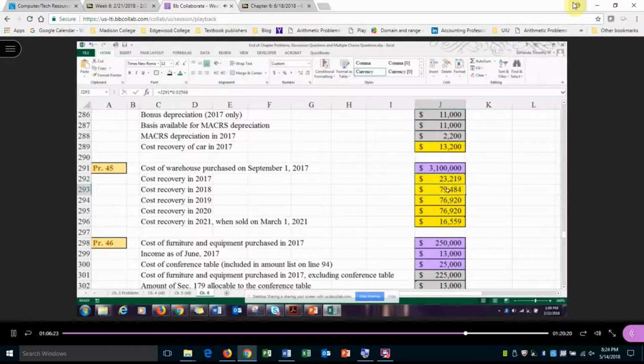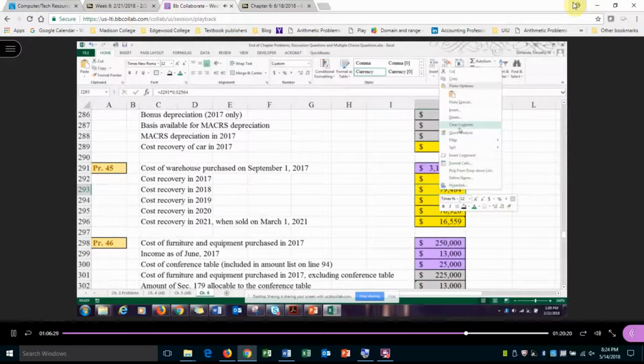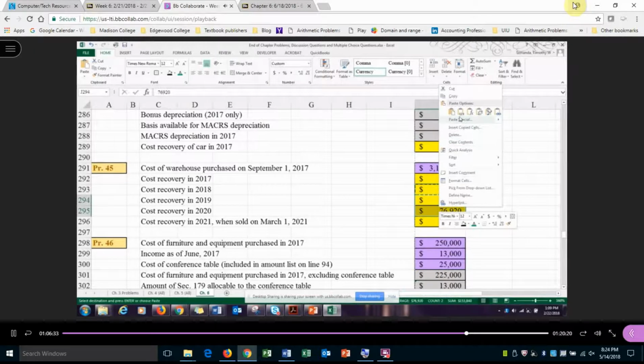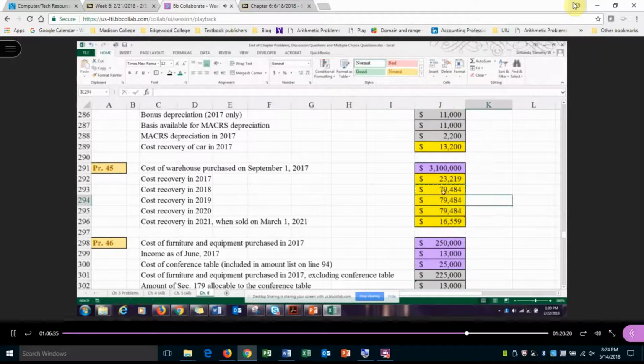So my formula works fine, but I have no formula in the other two. For purposes of our coverage of this, I'm just going to copy that and paste it as absolute values here. So now you can see they're the same because the table tells us they're the same. We have the same depreciation using the 0.02564 from the table in the subsequent years.